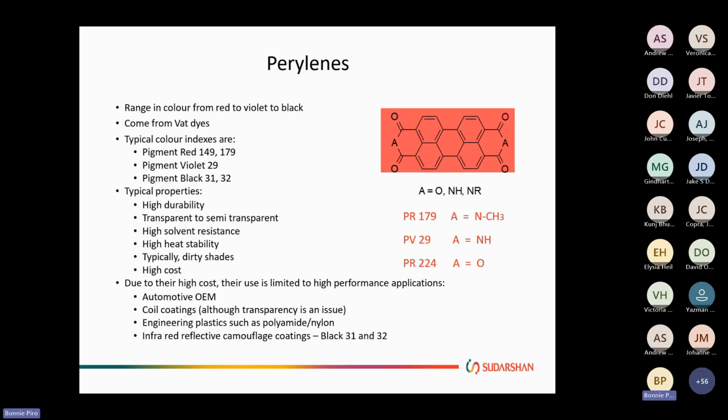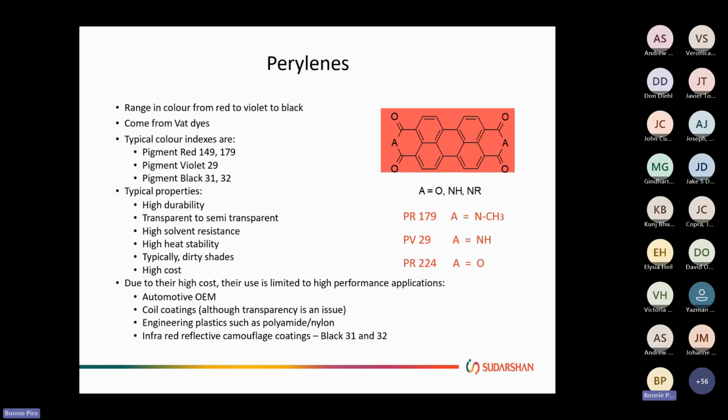Perylenes is the next chemistry in the family of polycyclic pigments, and primarily the more important color indexes in this class are the Red 179, the Violet 29, and the Red 224. And again, it's a substitution on the backbone of structure that creates the actual pigment itself and the chemistry and the properties that come along with it. Typically, these come with a higher durability than others.